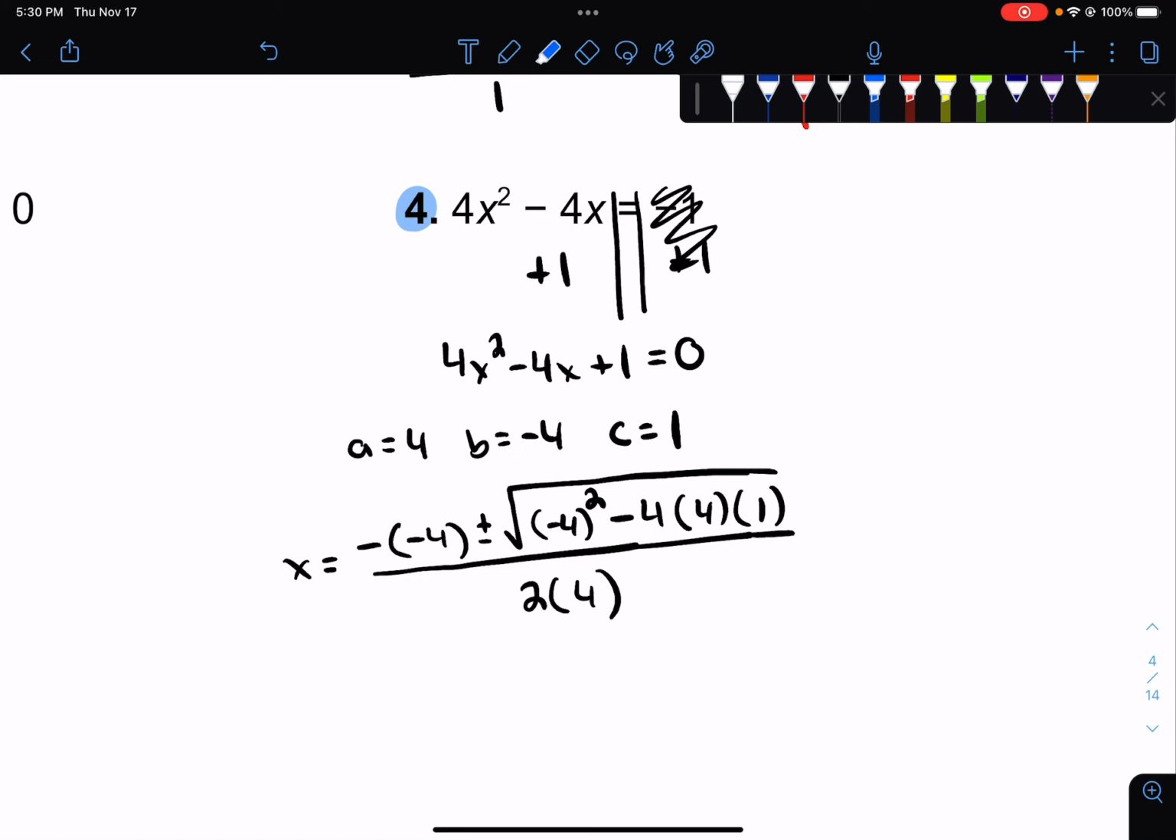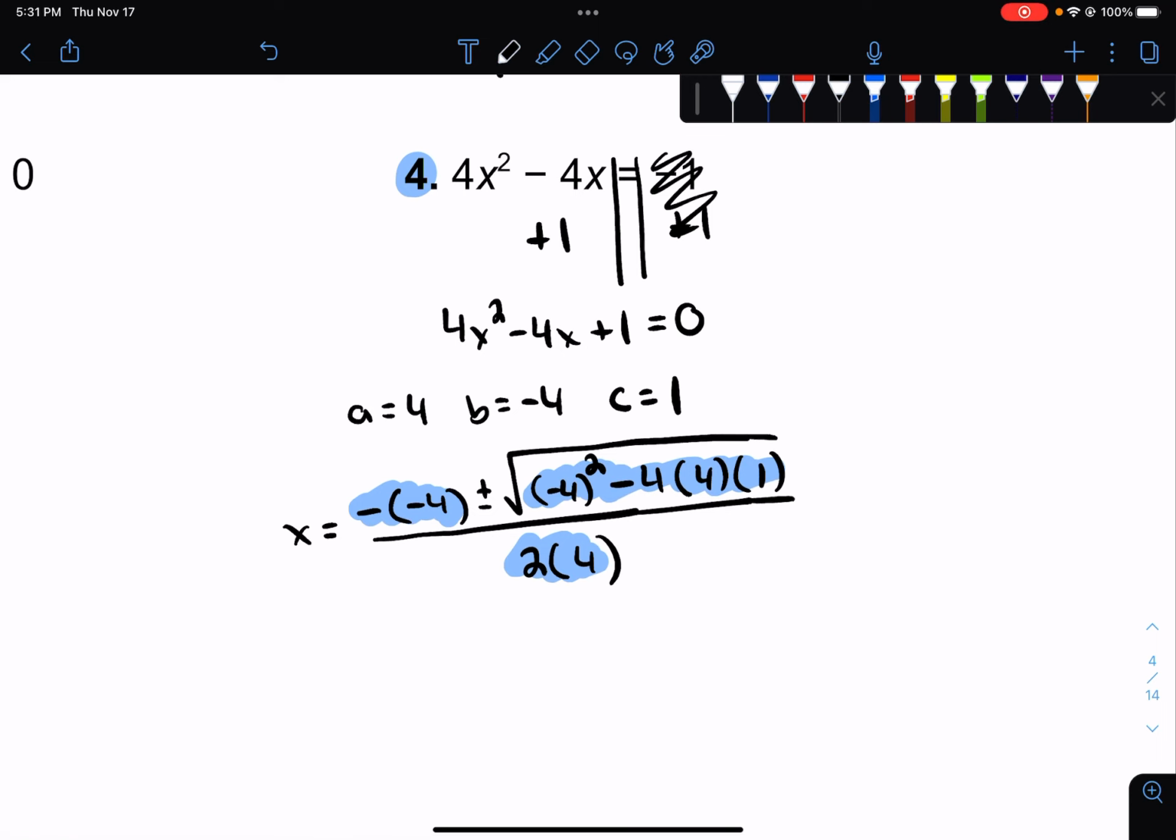All right, now I clean things up. I clean up this part, I clean up the bottom, and I clean up what's underneath the square root. Again, I'm not touching the square root. I'm just cleaning up what's underneath it. So x equals -4 is +4 plus minus the square root. Now, -4 squared is 16. And then I'm minusing 16. So that actually comes out to be 0. And on the bottom, I get an 8.